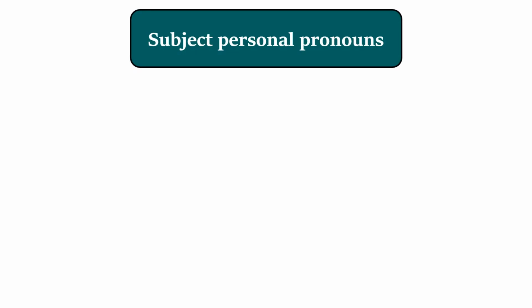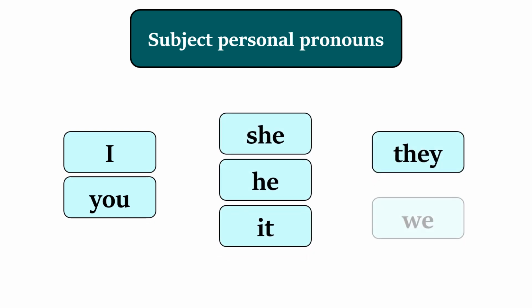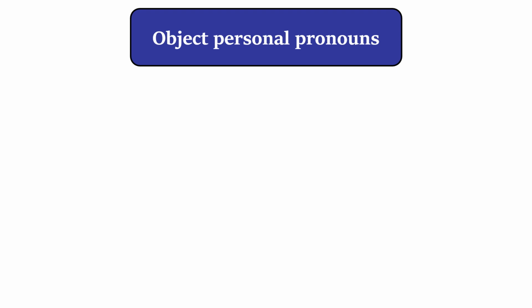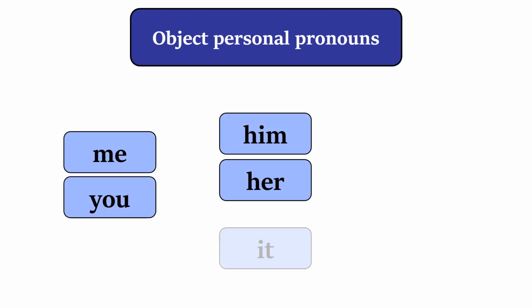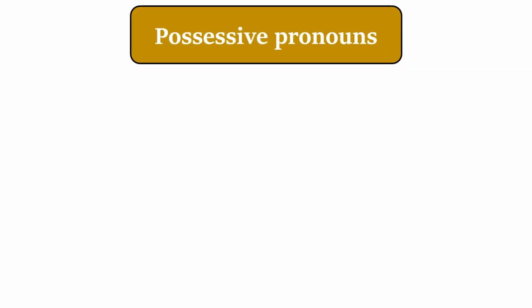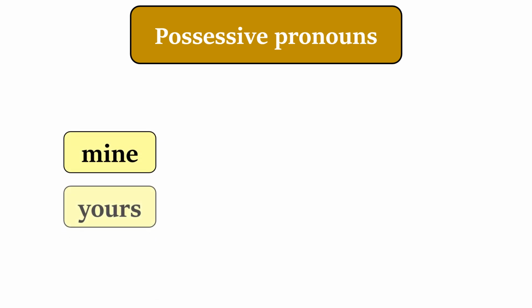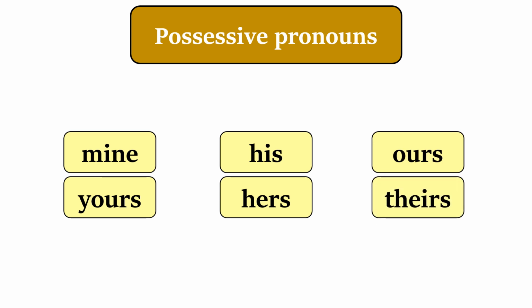One type of personal pronouns is subject personal pronouns: I, you, she, he, it, they, we. Moreover, object personal pronouns are me, you, him, her, it, them, us. Possessive pronouns are mine, yours, his, hers, ours, theirs.